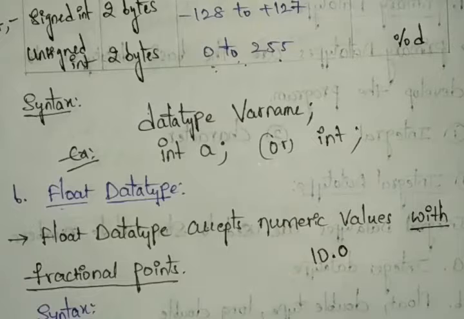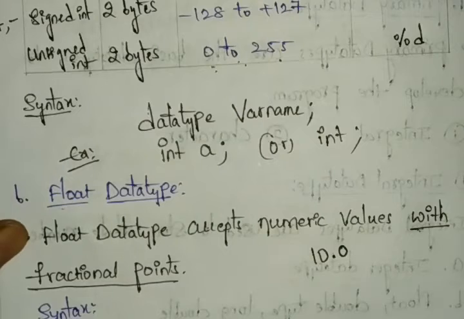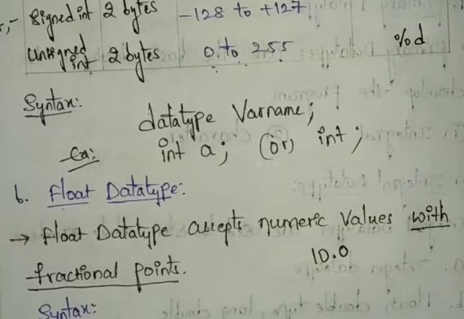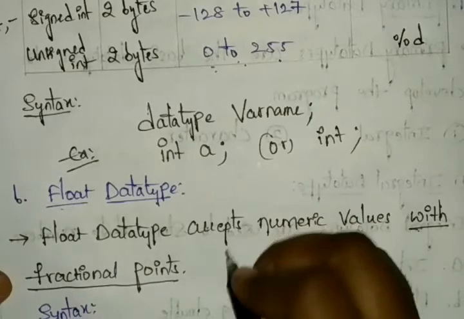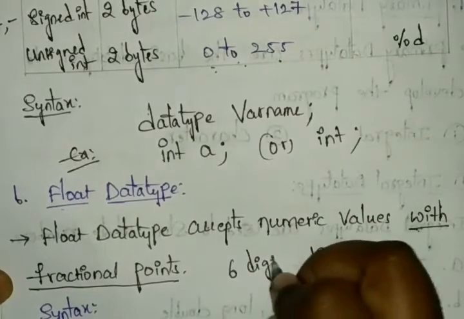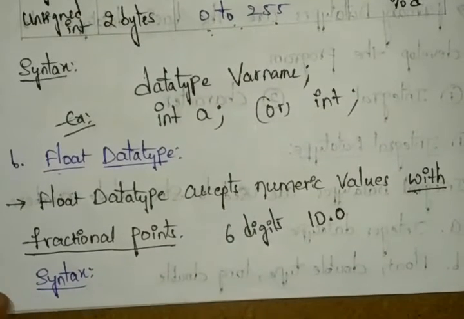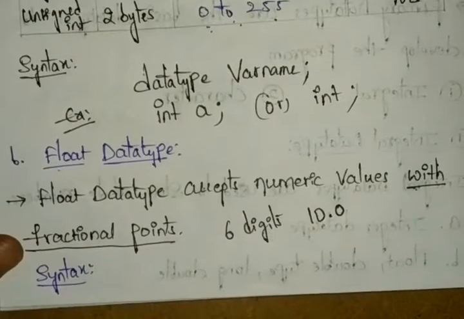And these floating point numbers have 6 digits of precision. The float data type takes 4 bytes of memory, right? So this float data type will have 6 digits of numbers. Normally if you write the numbers, it will have 6 digits only. How many? 6 digits. Okay, and the float data type has a syntax similar to the integer data type.